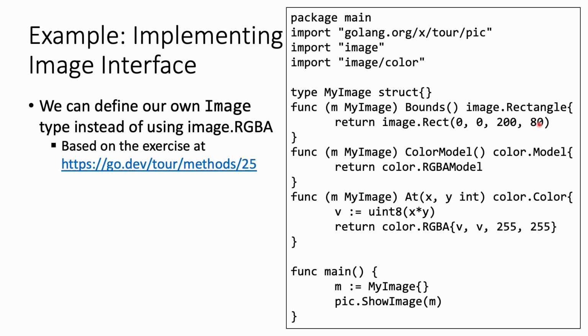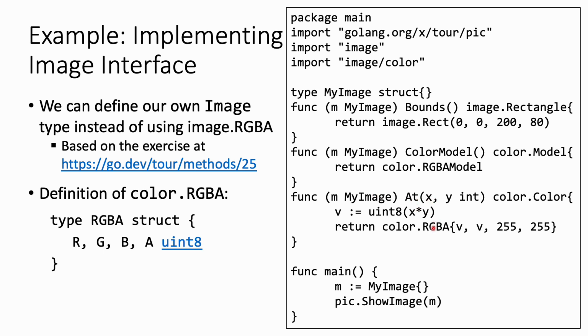Method ColorModel simply returns the predefined variable color.RGBAModel, which is of type color.Model. Method At should return a color.Color value. Since the color.RGBA struct implements the color.Color interface, we can use an instance of color.RGBA as the returned value of method At.